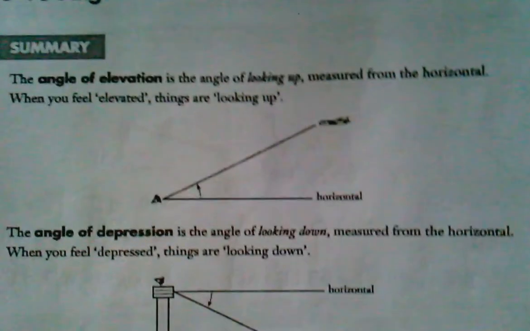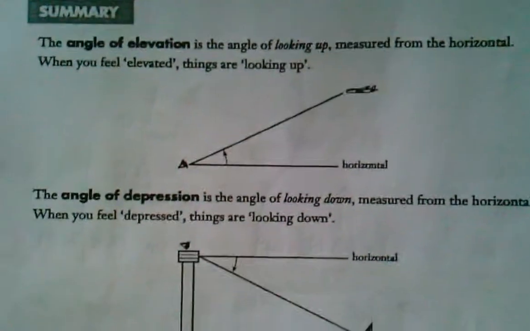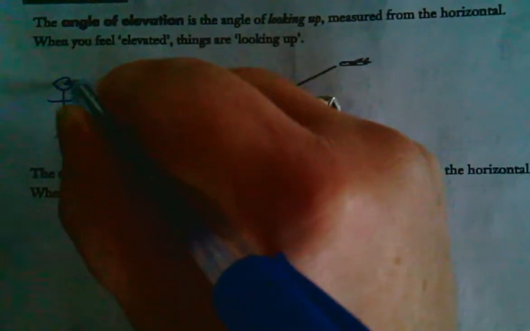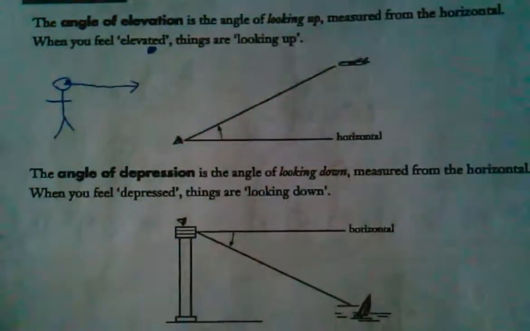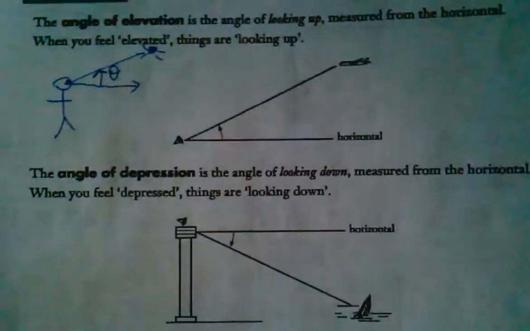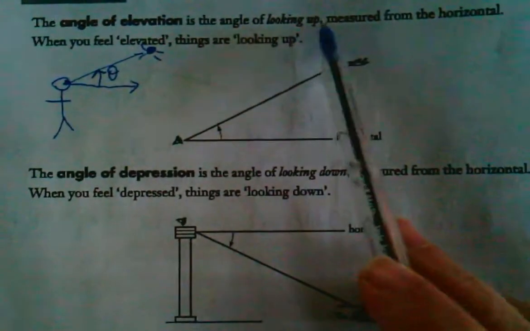Exercise 310, angles of elevation and depression. So the angle of elevation is the angle looking up. Just think, if you are walking and you look straight out normally, and you see something up here that you want to look at, like the sun, you will turn your head and look up. That's the angle of elevation. It's always measured from the horizontal.